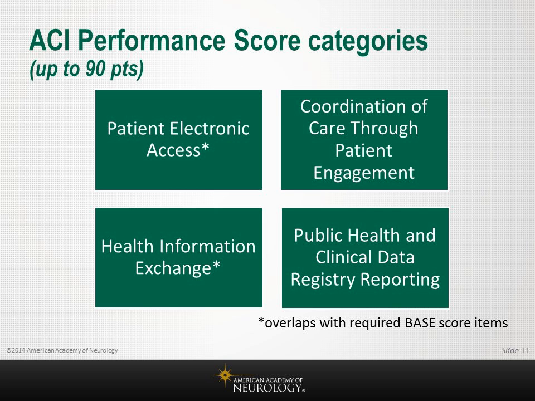For the performance score, you can add further 90 points on top of the base score of 50. On the left, these are the 4 categories. The ones on the left have asterisks, which indicate that they overlap with the base score items. I'll go over that in the next slide.